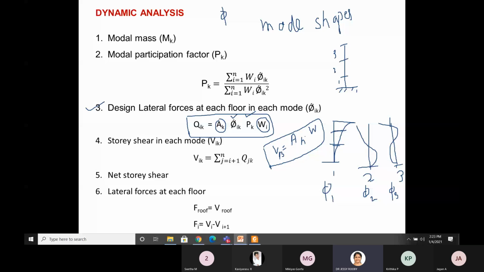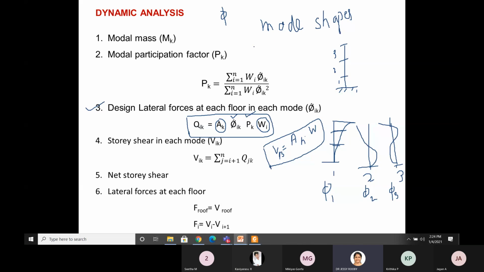Is this understood? What is the difference between static analysis and dynamic analysis? In static analysis, we consider only the seismic weight of the building. In dynamic analysis, along with the seismic weight, we consider the mode shape values or the participation factor. Is it clear? Understood? Yes, ma'am.